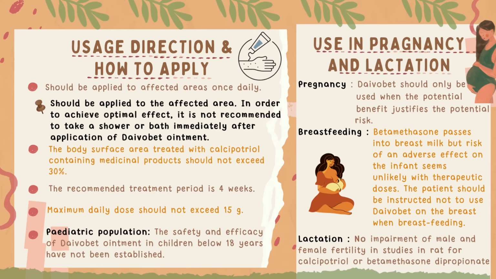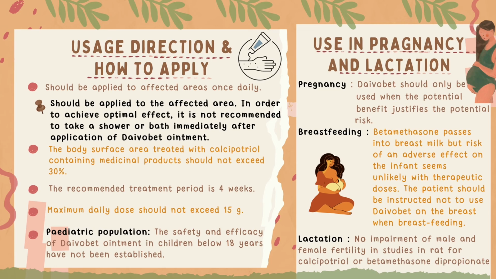So what are the directions to use this ointment? Divobat should be applied to affected areas once daily, and the recommended treatment period is 4 weeks. If it is necessary to continue or restart treatment after 4 weeks, treatment should be continued after medical review and under regular medical supervision. What you want to know when you are using calcipotriol containing medicinal products: the maximum daily dose should not exceed 50 grams, and the body surface area treated with the calcipotriol containing medicinal product should not exceed 30%.